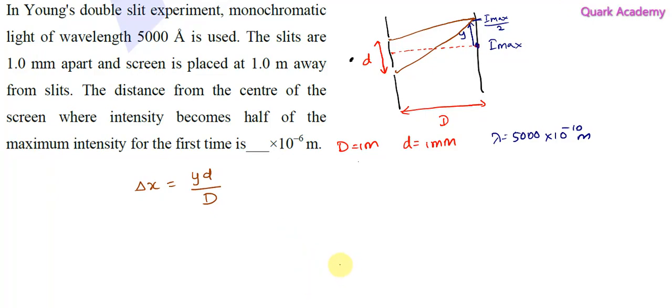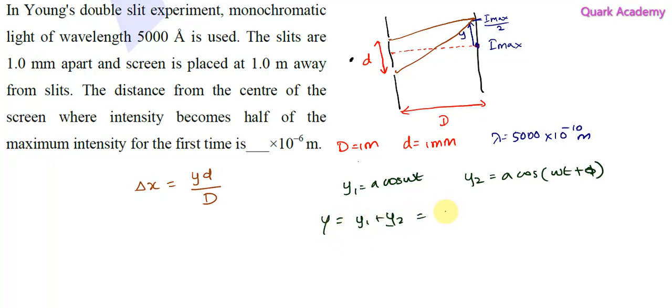Now, we should also know how to write the intensity when two waves are interfering. Consider the first wave is A cos omega t, and the second wave has the same amplitude but with a slight phase difference. This phi is the phase difference. When these two waves interfere, we'll get a new wave that we can write as y1 plus y2. In this case, it is going to be cos omega t plus cos of omega t plus phi.